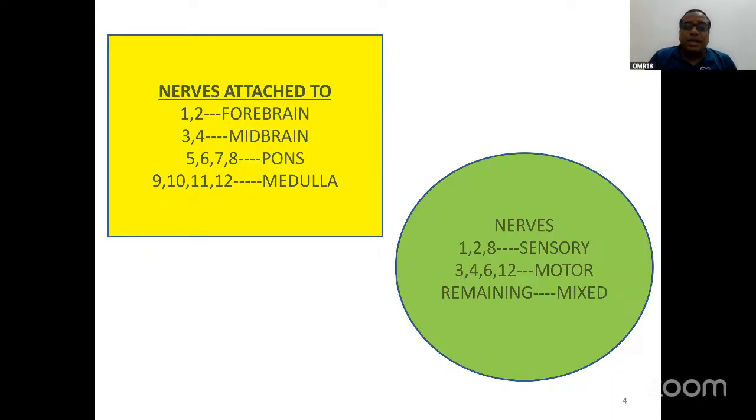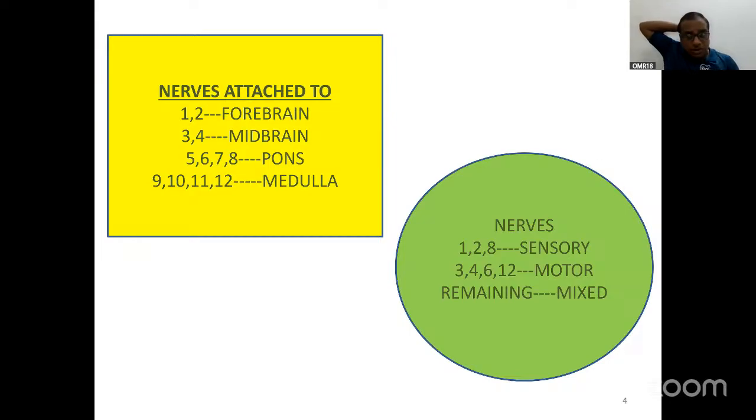In your school, you would have studied a poem. 1, 2, buckle my shoe. 3, 4, knock at the door. 5, 6, pick up the sticks. It's just a rhyme for LKG students, or not even LKG now, for preschool students. Same funda, we'll use it here. 1, 2, forebrain, the front first part. 3, 4, midbrain. 5, 6, 7, 8, pons.